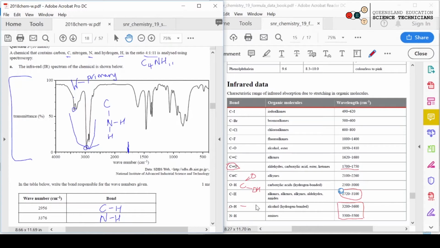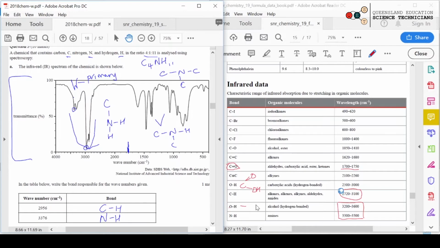Remember, a secondary amine just has a single peak because its nitrogen has one hydrogen, but it's now bound to two carbons to make it that secondary amine. And our tertiary amine doesn't get a peak at all because in this case, the nitrogen is bound to three carbons to make it the tertiary amine, so there is no NH, and therefore there would be no peak at this point.